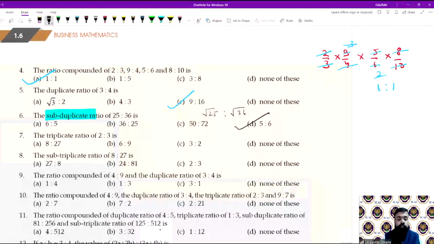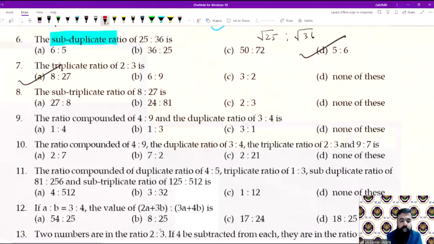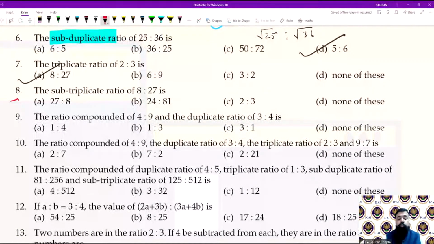Then the triplicate ratio of 2:3. Triplicate means we have to take cubes. So 2 cube is 8 and 3 cube is 27. So 8:27. Now the next one, the eighth one, subtriplicate ratio. Subtriplicate means we have to take the cube root. So cube root of 8 is 2 and cube root of 27 is 3. So 2:3. Ninth one.